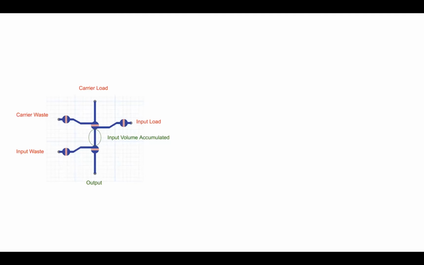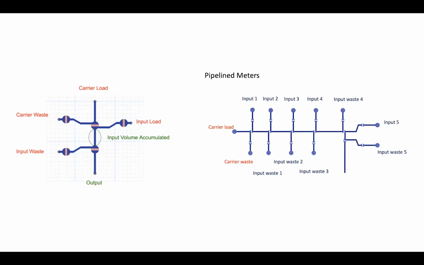This is a meter component design in 3DAF. It takes input load and carrier load, and the excess amount of carrier and input will go to the carrier waste port and input waste port. When multiple meters are combined, it can be pipelined to only have one carrier load and one carrier waste, while having multiple input load and input waste ports.